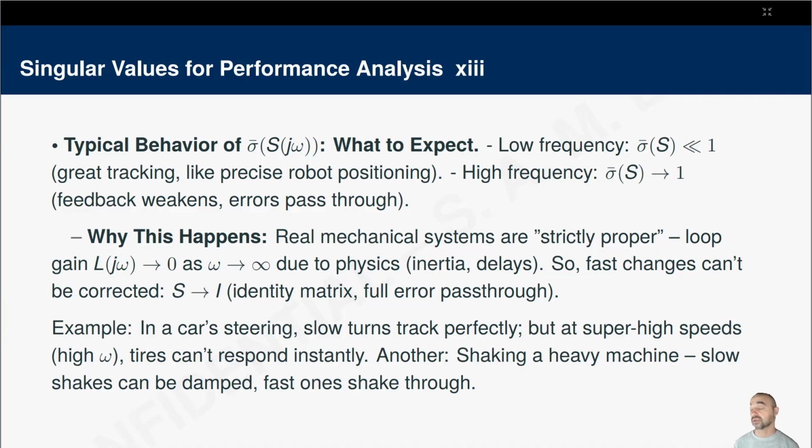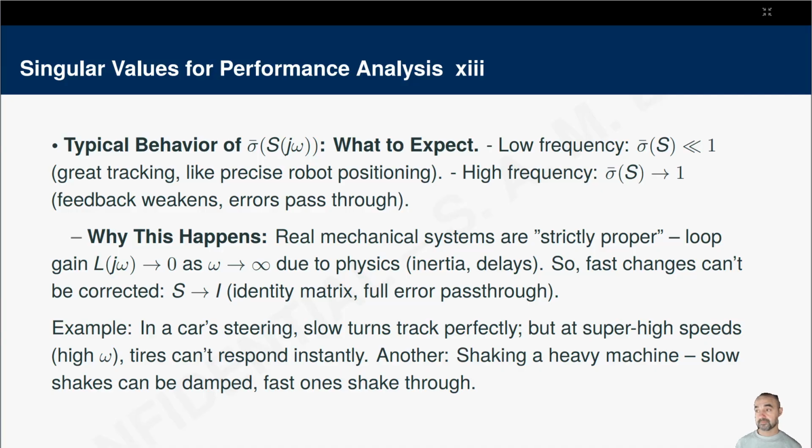At high frequency, this sigma bar S approaches 1, right? So in the first case it was much less than 1, but at high frequency it approaches 1, and this approaching 1 implies feedback weakens and errors pass through the plant. But why does this happen? Real mechanical systems, as we talked before, are strictly proper.